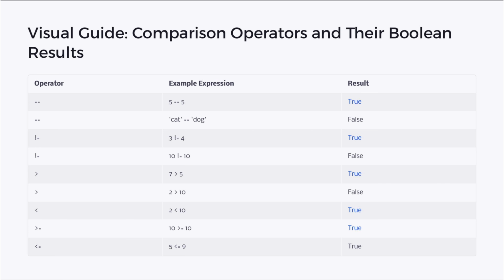Comparison operators in Python evaluate relationships between values. For instance, equals equals checks if values are identical, while not equals determines if they differ. Greater than and less than assess if one value is greater or smaller, respectively. Greater than or equal to and less than or equal to verify if a value is greater or equal, or less or equal. These operators return Boolean results, crucial for decision-making in code.